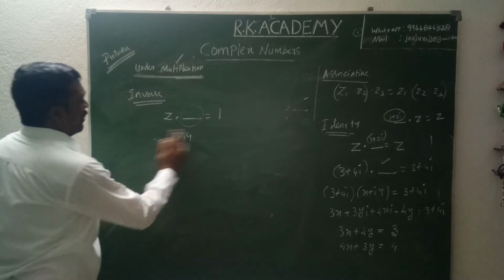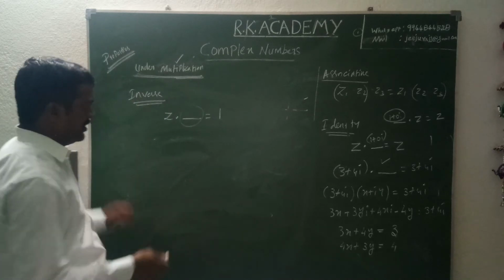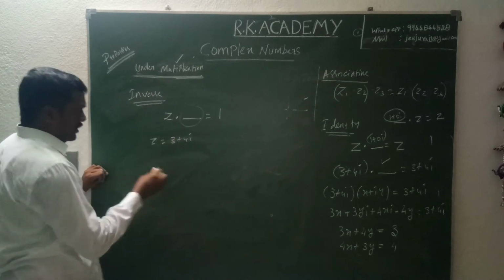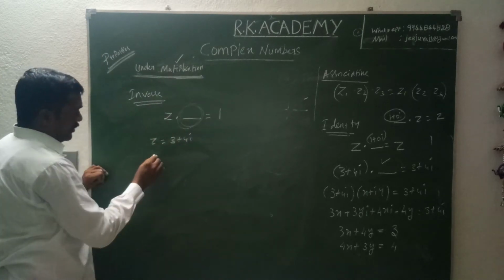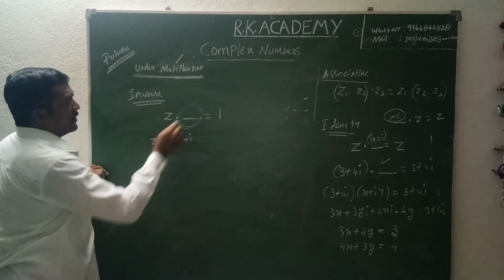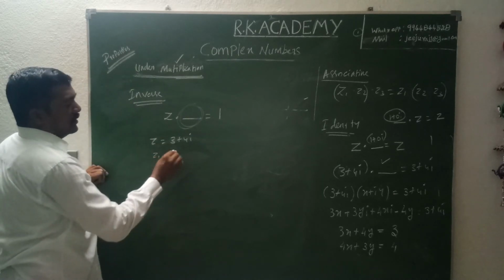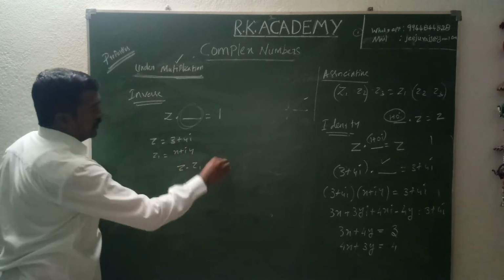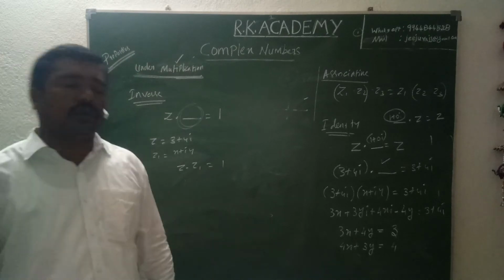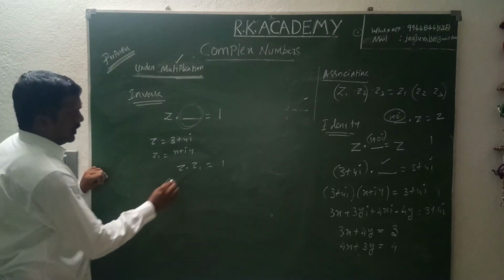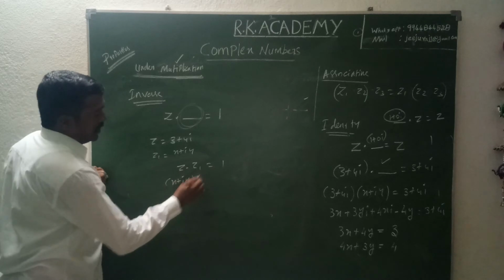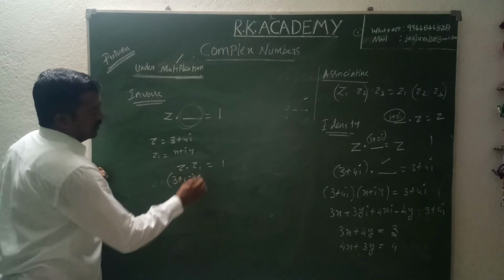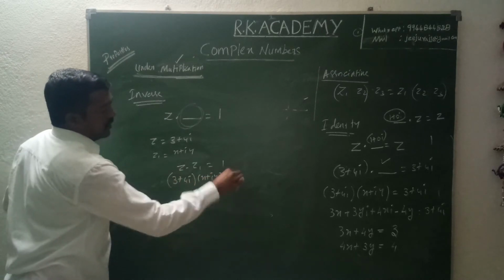Now I am taking some example. It's a very easy thing, I think. Let z be 3 plus 4i. Let the inverse be z1, equal to x plus iy. We need the answer such that the product of these two equals 1. So how do we find it? (3 plus 4i) into (x plus iy) is equal to 1.